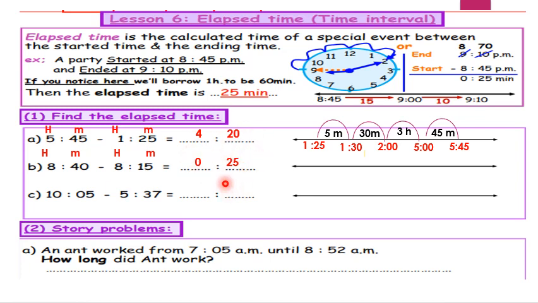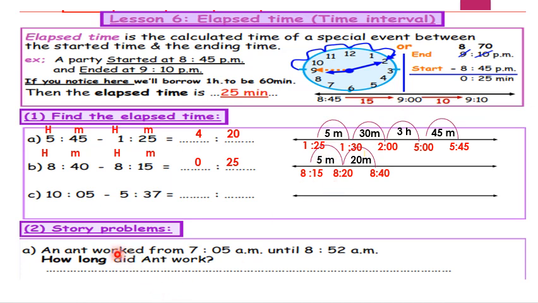How can I present it on the number line? The starting time is 8:15. I have 5 minutes to reach 8:20. And from 8:20 to 8:40 I have another 20 minutes. So the elapsed time in this period is 5 and 20, which is 25 minutes. So we have two methods. I can do it mentally by ending time minus the starting time, or we can do it by timeline.